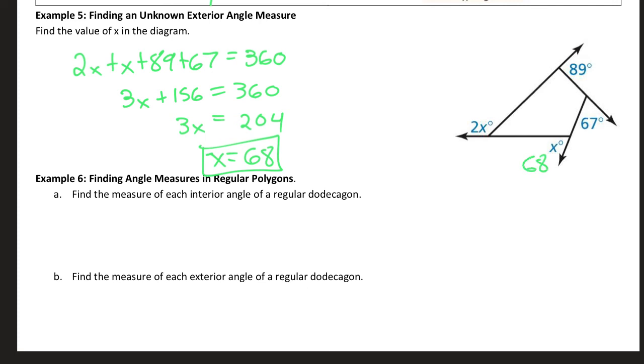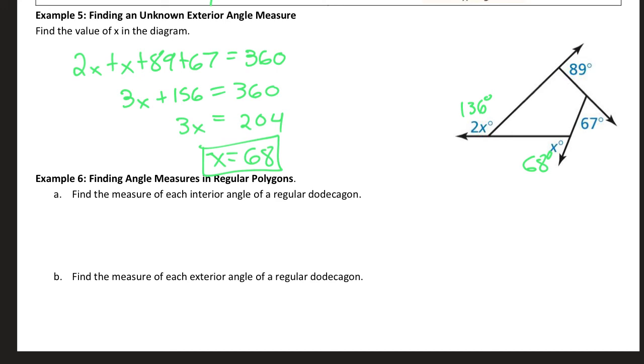The other one is 136. 68 times 2 is 136. I know I only asked for that value of x, but I just wanted to show that's how we'd find those other angles if we were asking for it, right?